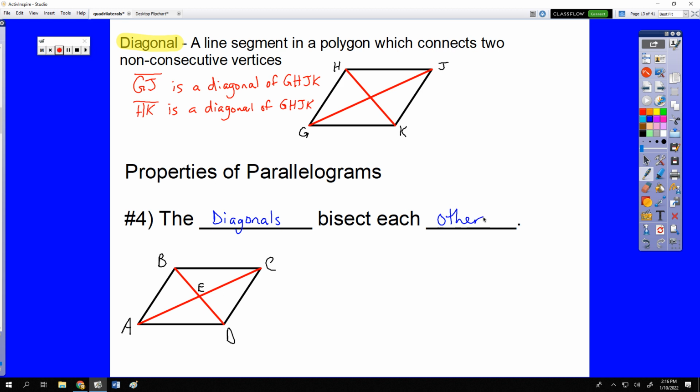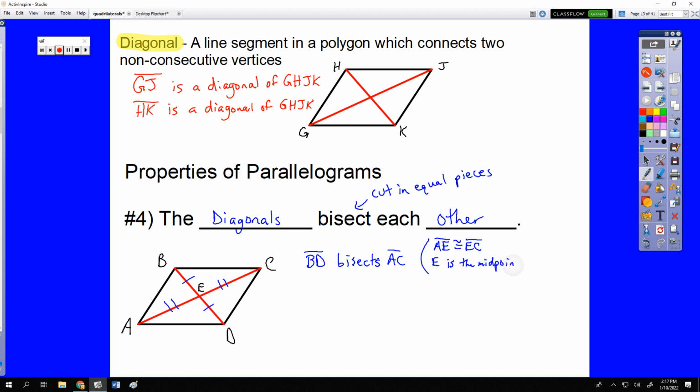What we're saying is they cut each other in half. They cut into equal pieces. So in this picture, we're saying that, you know what, we should not say it that way. Okay, we're saying that BD bisects AC, meaning it cuts AC in half. What that tells us is AE is congruent to EC, and it tells us that E is the midpoint of AC.